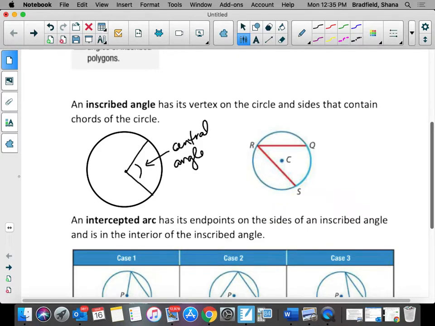In the example to the right, you'll notice that we have an angle drawn in there. We have angle QRS, but it does not have its vertex at the center of the circle. It has its vertex on the circle, so it is not a central angle. This one is called an inscribed angle. So we have a central angle with its vertex at the center, and an inscribed angle whose vertex is on the circle.